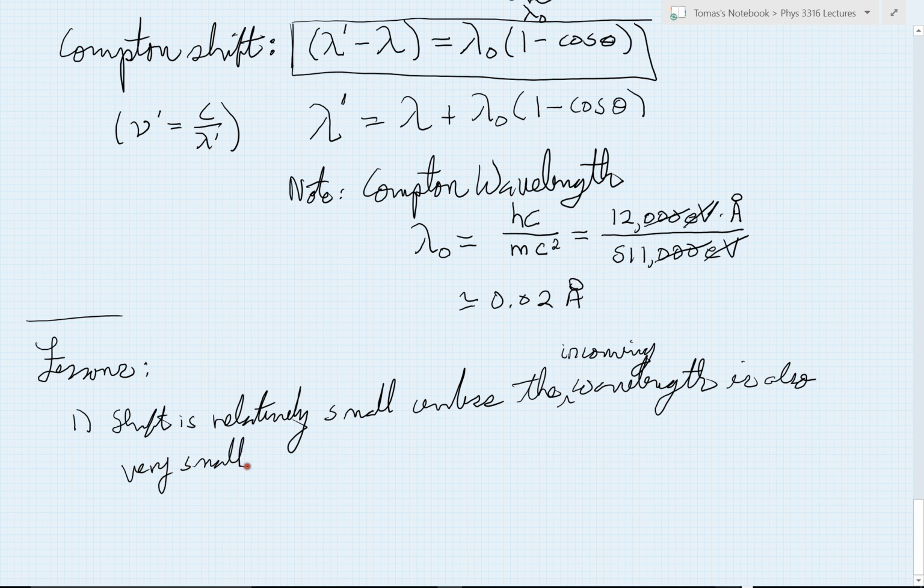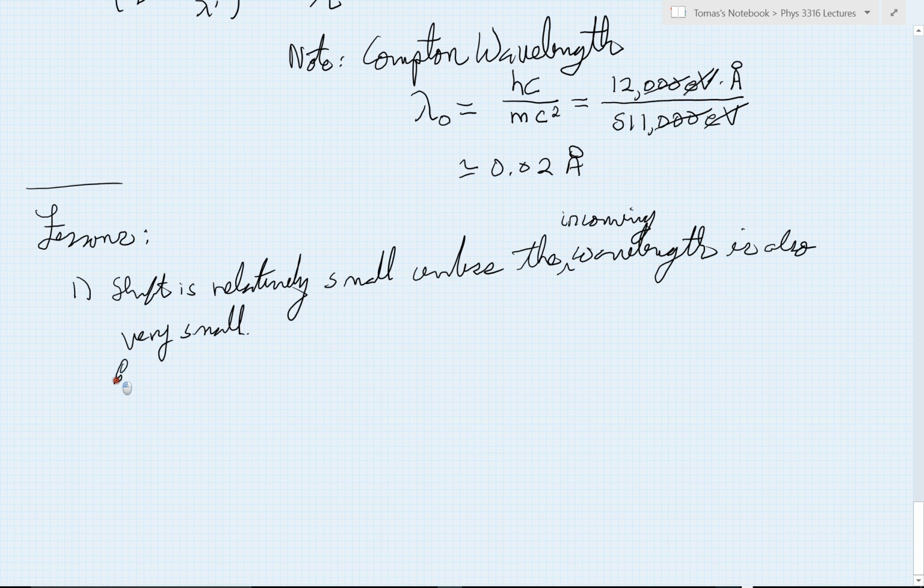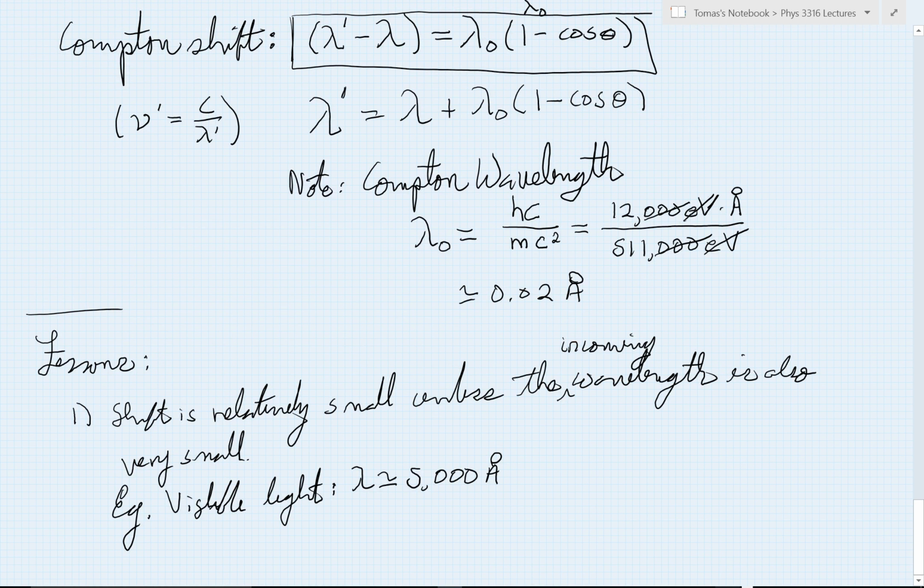So, let me give an example of this. So here's an example. Say we tried visible light. So for visible light, the typical wavelength, lambda, would be around 5 or maybe 6,000 angstroms. So the typical wavelength is about 5,000 angstroms, right? Now, when we look at our Compton formula, you see the new outgoing wavelength will be the incoming wavelength plus this quantity. Now, this quantity has magnitude of lambda naught, 0.02 angstroms, right?